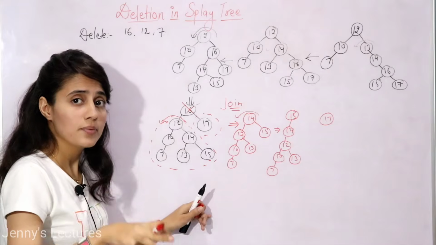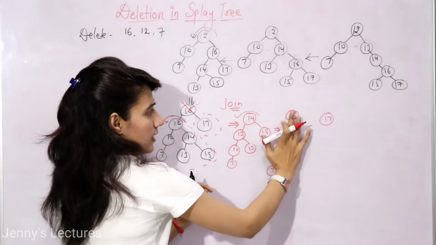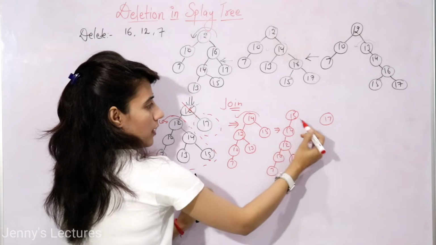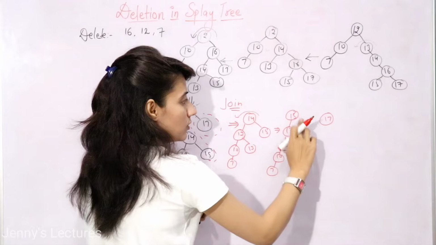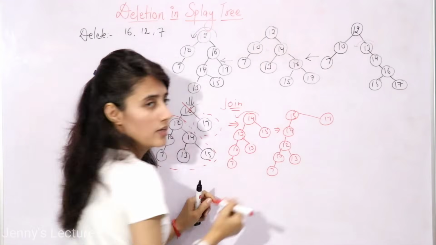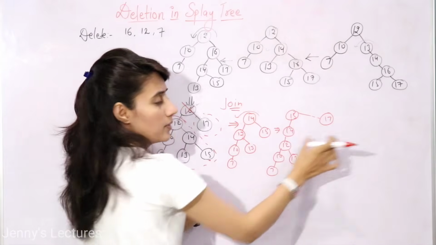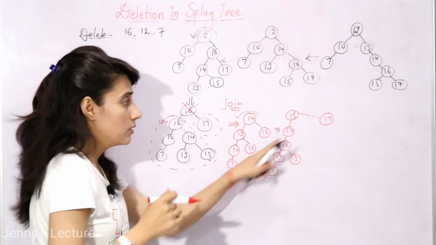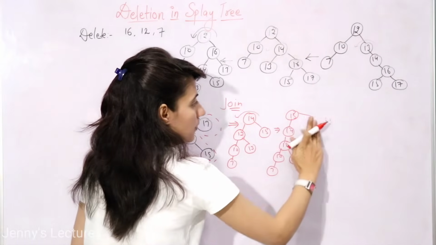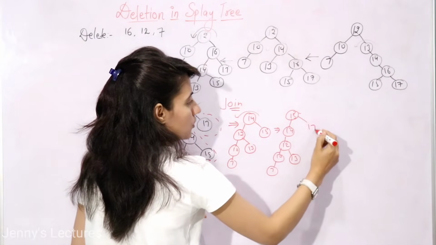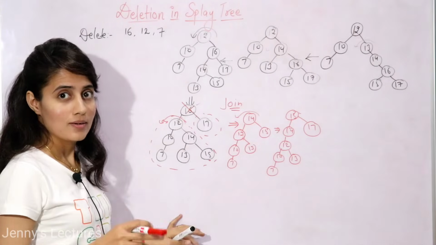Now second step in join operation is what? Now see, in the left subtree, now the right part of this root is null, right? So we are going to attach this with this 17, means the root of the right subtree now becomes the right child of the root of the left subtree. So now 17 is to the right of this one. Now this is the tree after deletion of the 16.